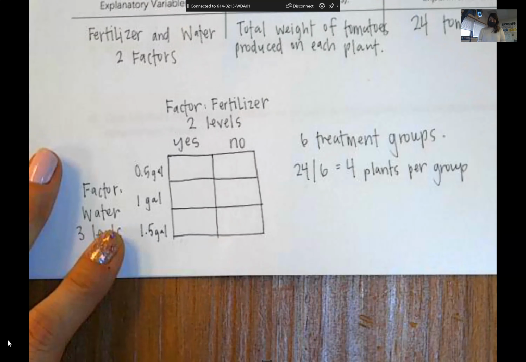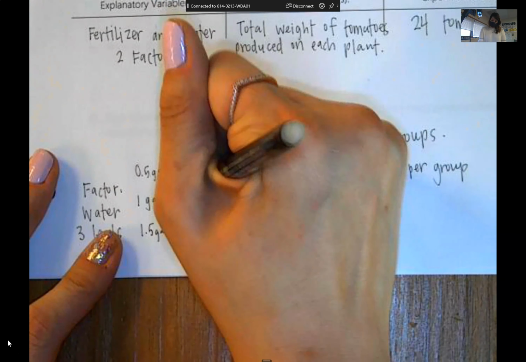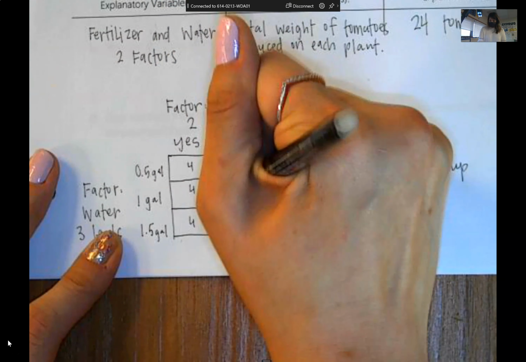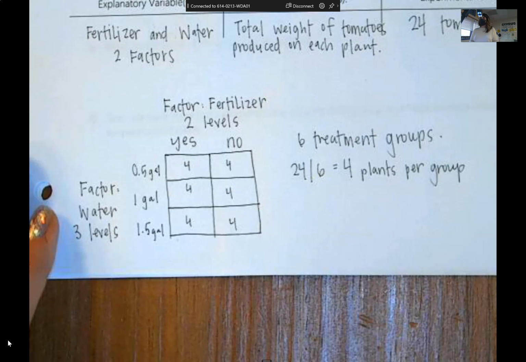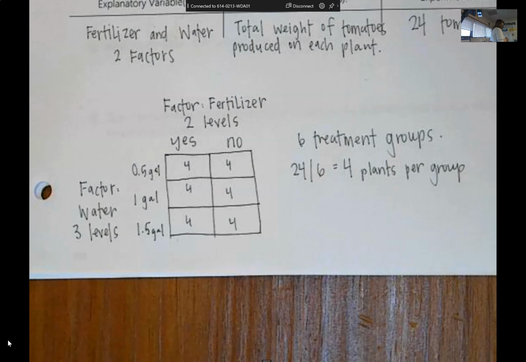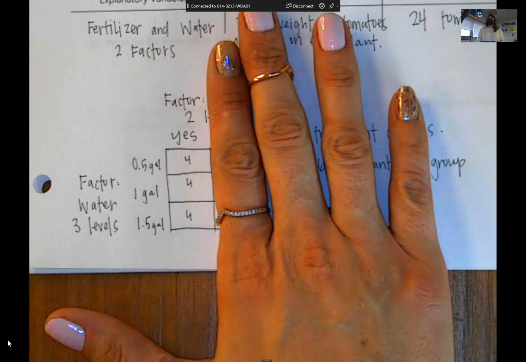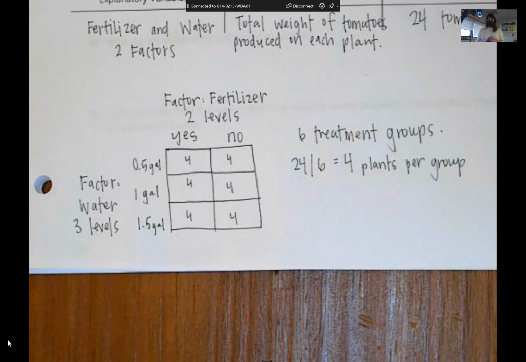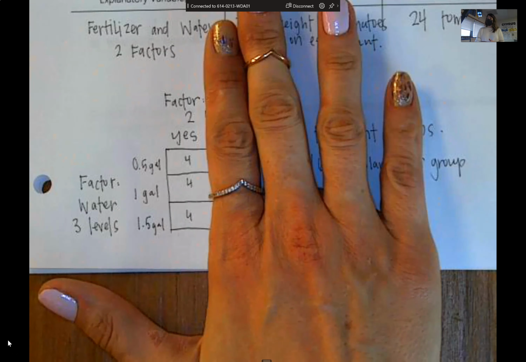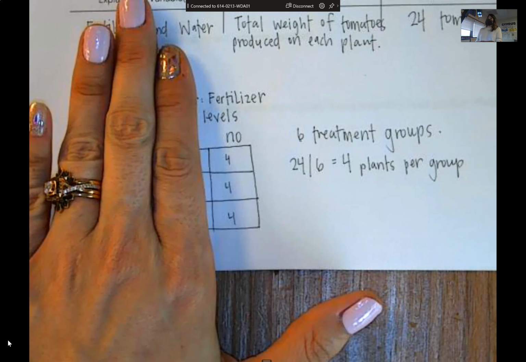And sometimes I like to fill that in. So like on this one, I could just go in and fill in 4 to each group, because I like to verify that what I have makes sense. So now what I know is that half of my tomato plants, so 12 of my tomato plants, will have fertilizer, and then the other half won't.